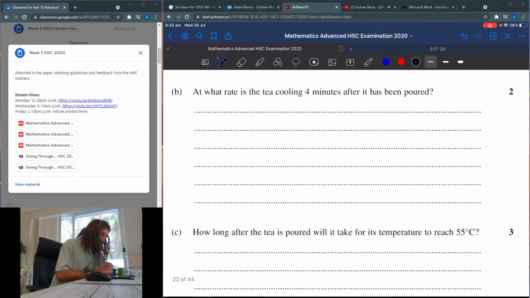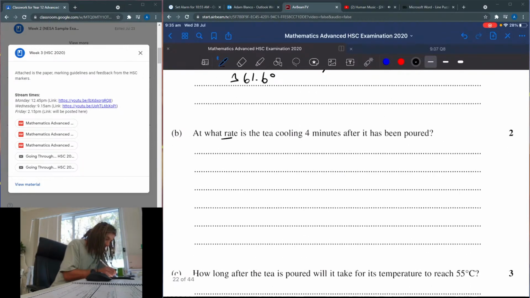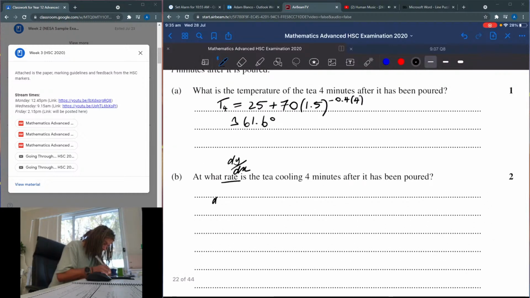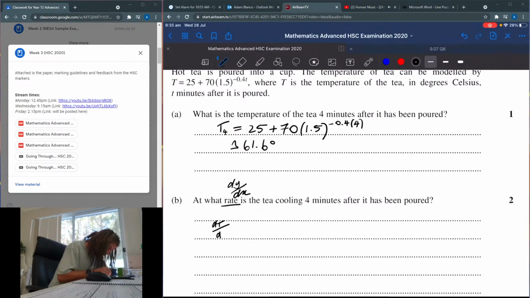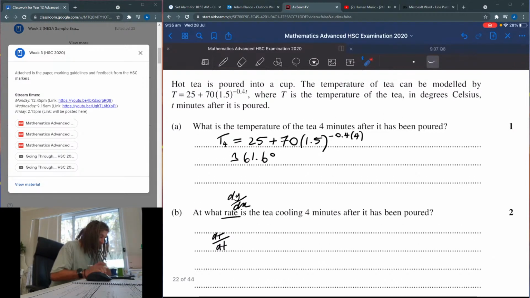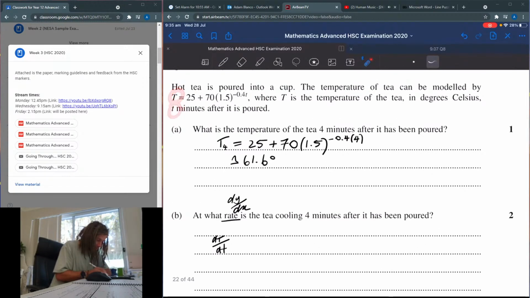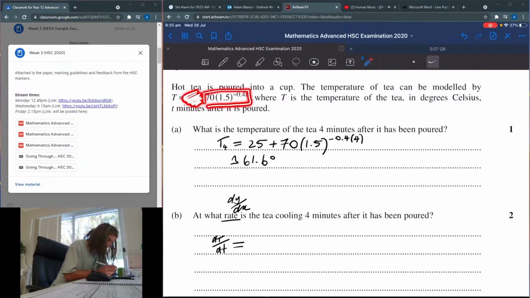At what rate is the tea cooling? Now, the second it says rate, that means differentiate. So I'm going to write d, now it's not dy, it's the derivative of the temperature with respect to time. It's a little bit confusing because they use little t and big T, but the derivative of the temperature with respect to time, little t. So we're going to differentiate this thing. It's a little frustrating, but obviously the 25 disappears because that's a constant.